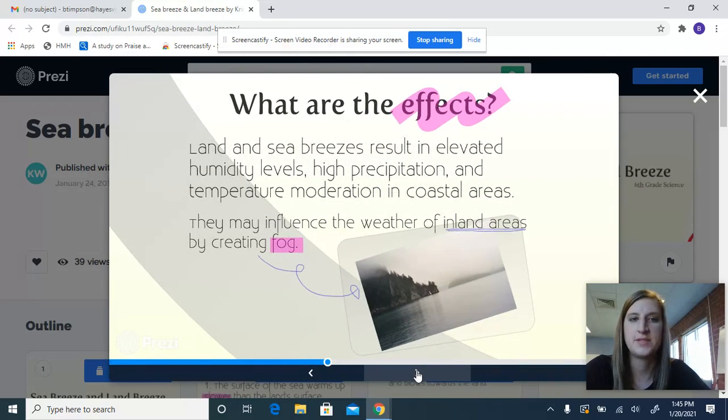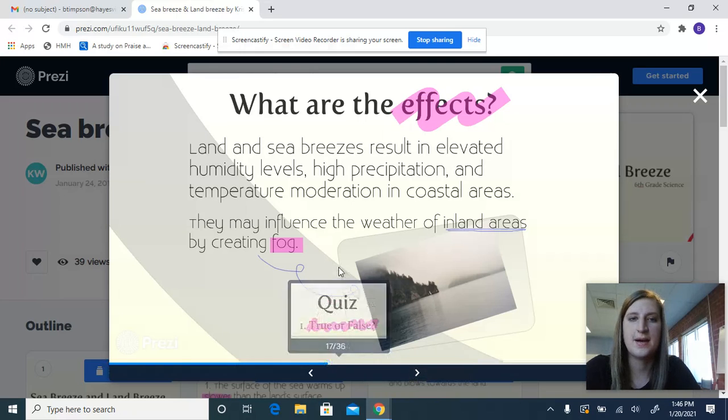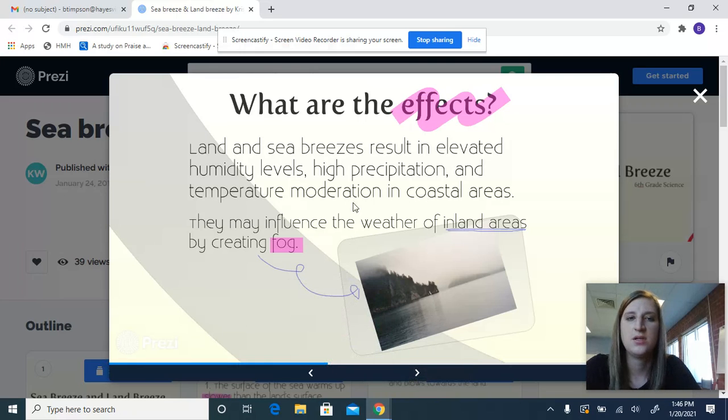What are the effects? Land and sea breezes result in elevated humidities, high precipitation, and temperature moderation in coastal areas that may influence the weather of inland areas by creating fog. So it's mostly affecting the humidity levels, precipitation, and temperature in coastal areas, areas near the coast.